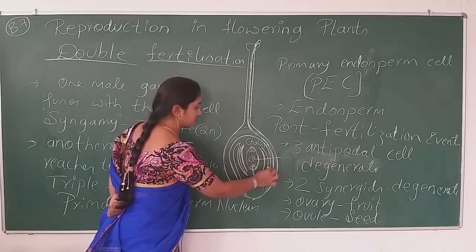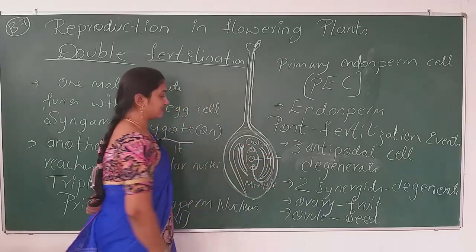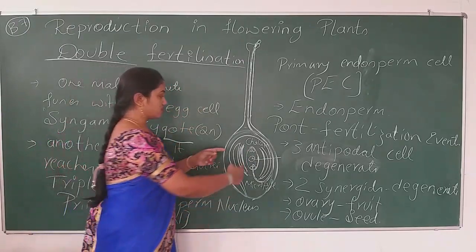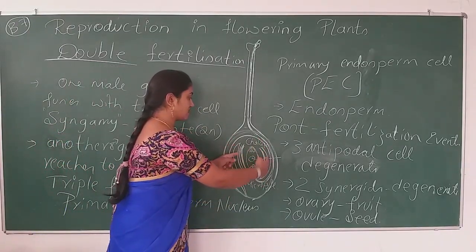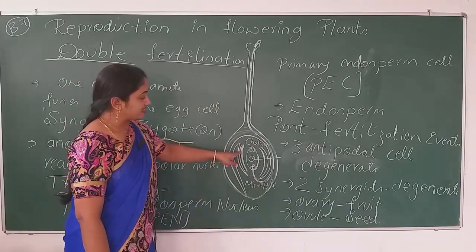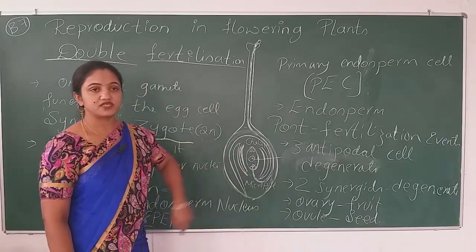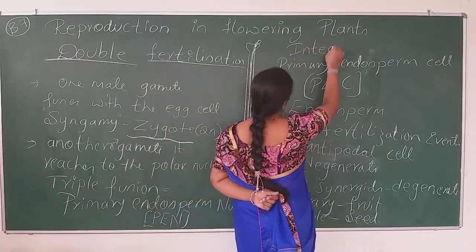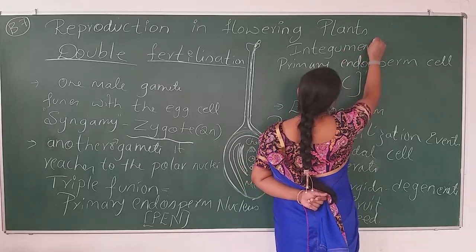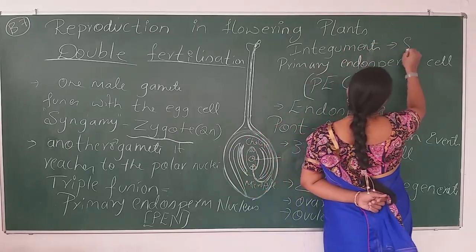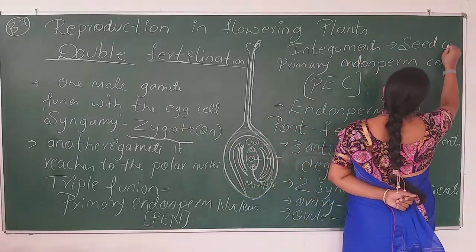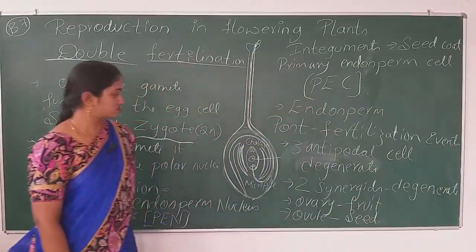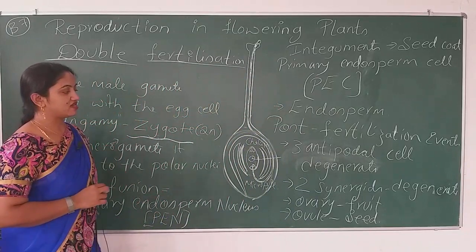Inner integument, outer integument. One more inner layer and outer layer is present, which covers the ovule, or which protects the nucellus mass of cells. That integuments develop into seed coat, right? So one more is there.